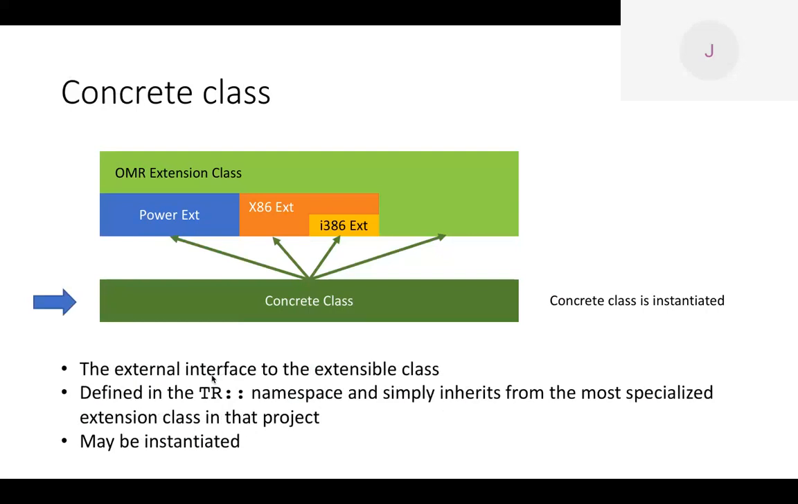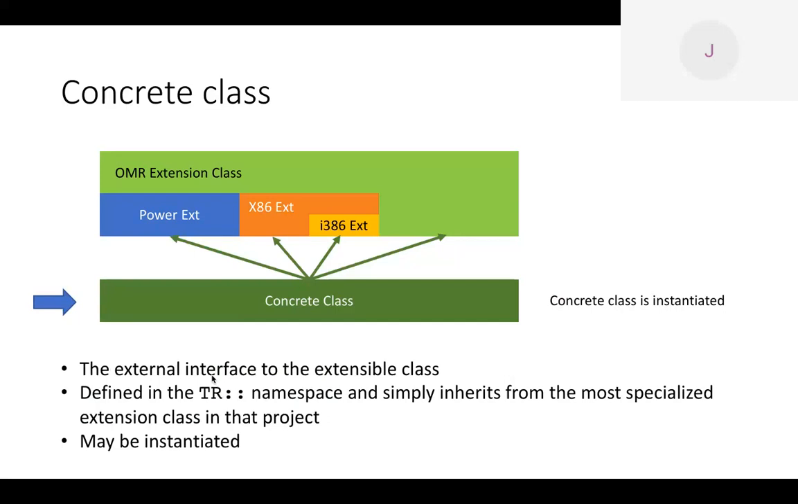So what the concrete class is, it's really an external interface to the extensible class. So it is the thing that is actually instantiated when you want to create this class. And it lives in the TR namespace. And what it really does is it just inherits from the most specialized extension class in that project. So in this particular case, depending on how you're building, it could be extending from power, it could be extending from x86 or 386, or it could have no architectural specialization. It's coming directly from the extension class itself.